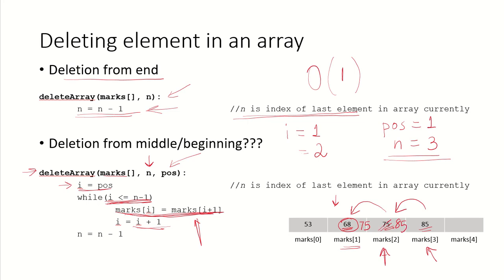So in this way we have shifted the elements to the left. Also, what do we have to do? We have to update the index of the last element. Initially the last element was at position 3. Now it is at position 2. So now we have to make n equal to n minus 1. So it will become 2. So now n is pointing to the last element here. Anything which is existing beyond this index would be treated as garbage value.